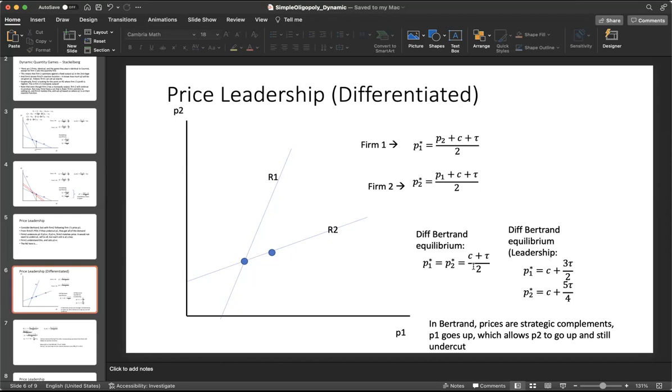So that just says what we were talking about earlier about strategic complements. When one firm raises its price, the other one also raises its price. That is a result of this being a strategic complement as opposed to a strategic substitute. When one raises price, that allows the other firm to also raise prices. Okay, so that's one of the results of this.